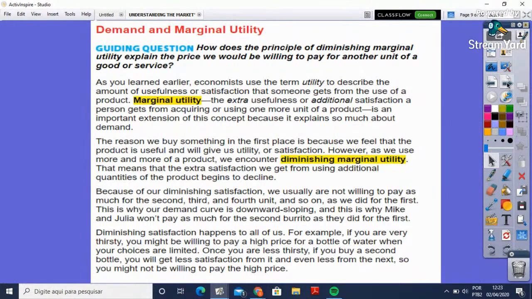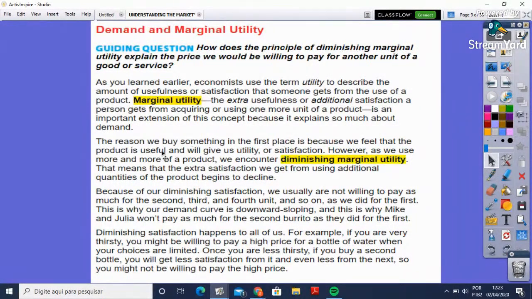For us to understand, we need to remember what utility is. Do you remember when we talked about the value of a product? We usually measure the value of a product by utility and satisfaction. Okay? How useful this product is for me and the satisfaction that it gives me. From here we have marginal utility, which is one of your vocabulary words. It is the extra satisfaction that I get from acquiring a product.